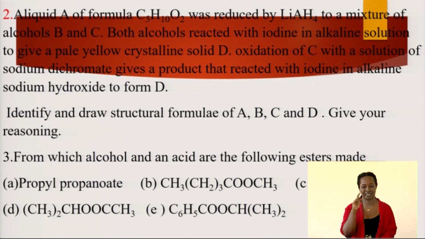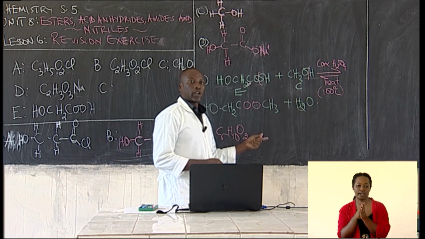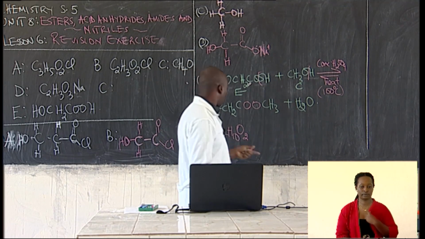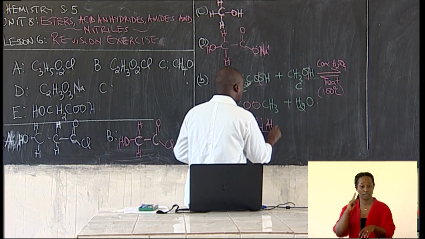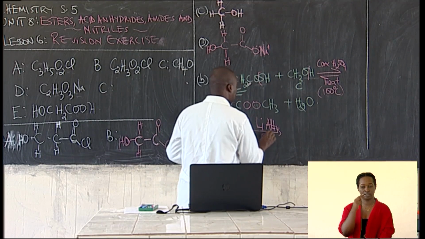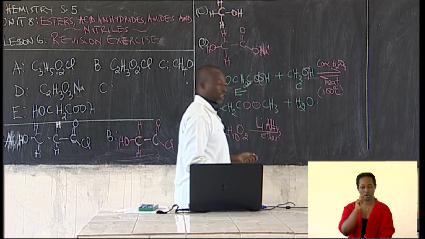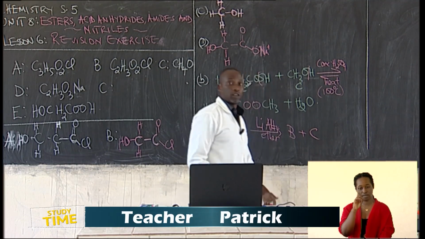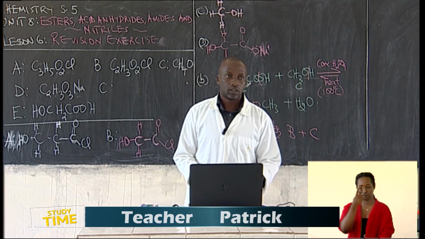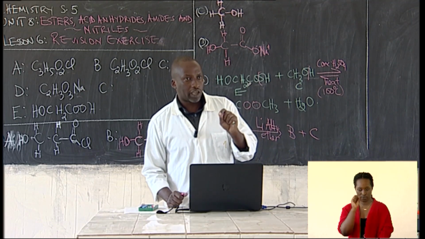It was reduced by lithium aluminum hydride to a mixture of alcohols B and C. So this compound was reduced, in presence of lithium aluminum hydride in ether, and the 2 alcohols B and C were formed. So you need to get the information.